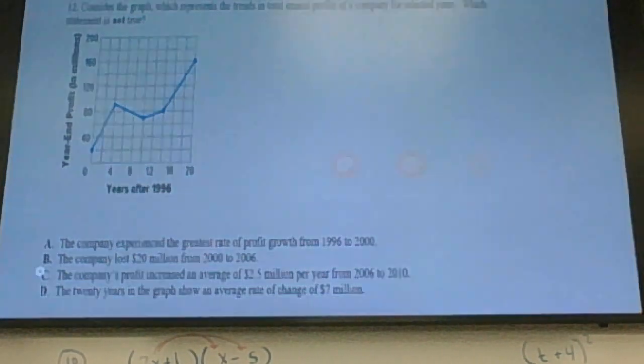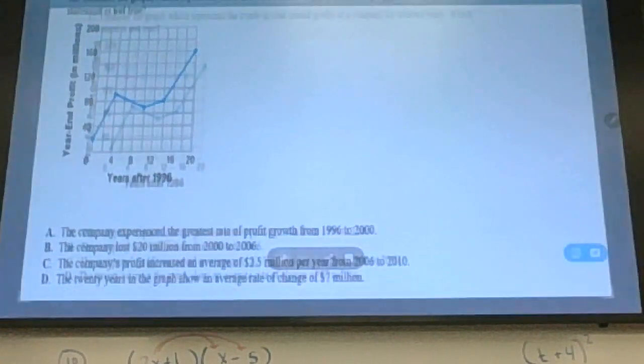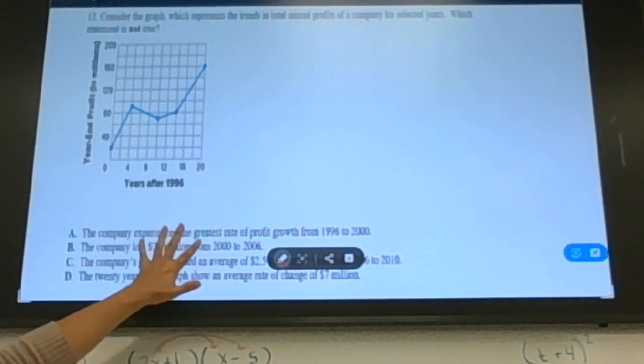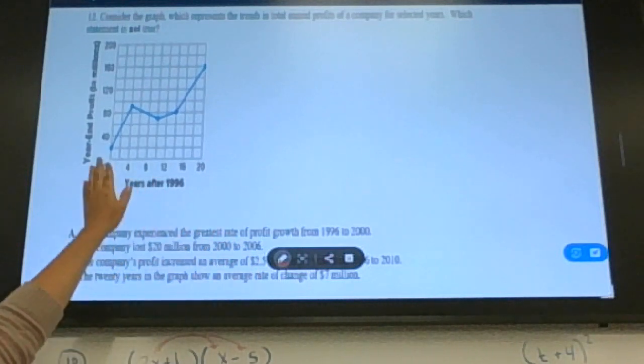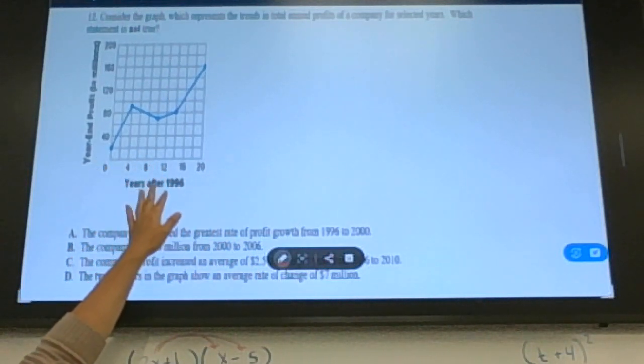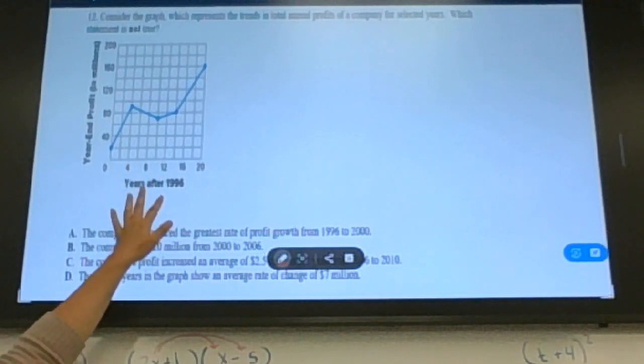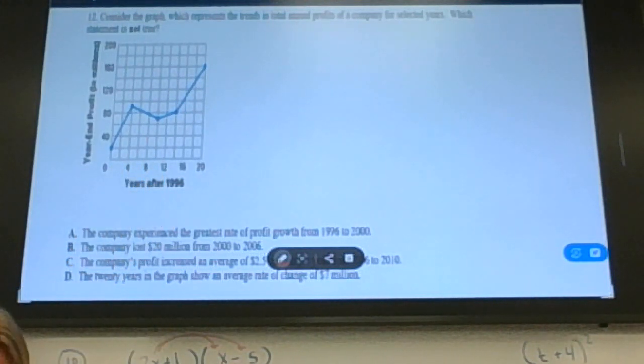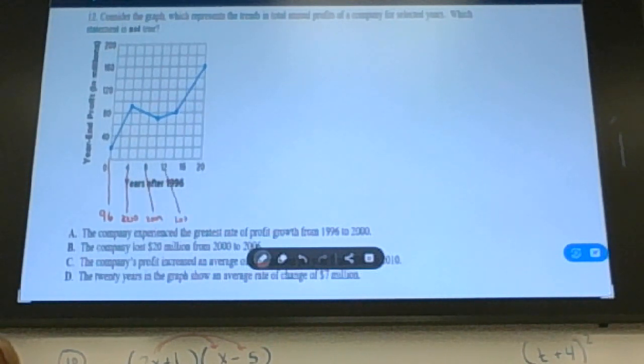Okay. What I don't like about it is the way this says years after 1996, and then this is saying 2000 and 2006 and 0 through 20. They're using two different increments here. So this is a fail as far as test writers go. This is confusing. I would like to label this. This is 1996, and so this is the year 2000, and so this is 2004. And this is 2008, and this is 2012, and this is 2016.